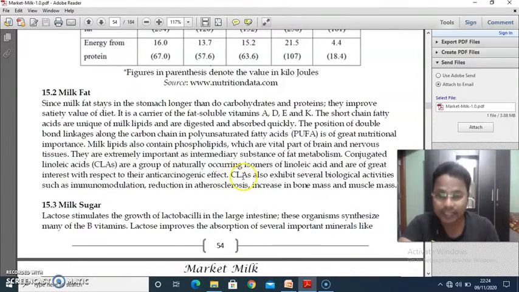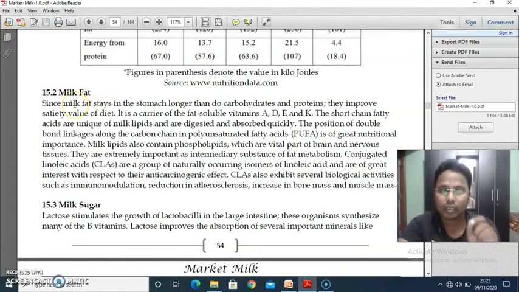CLA, that is the conjugated linoleic acids, also exhibit several biological activities, such as immunomodulation, then reduction in atherosclerosis, or increase in bone mass and muscle mass. So in this way, CLA plays a very important role, and it is present in milk fat. Therefore, milk fat plays a very important role in the nutrition of humans.